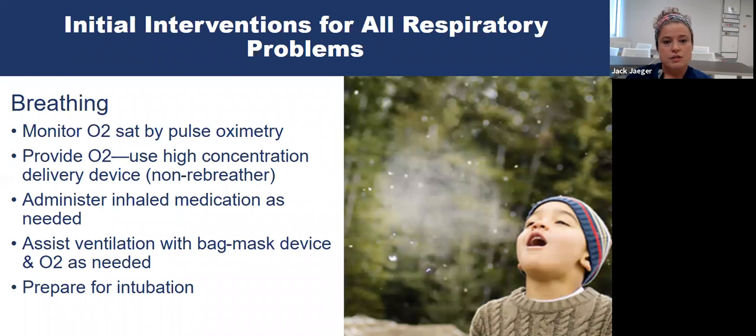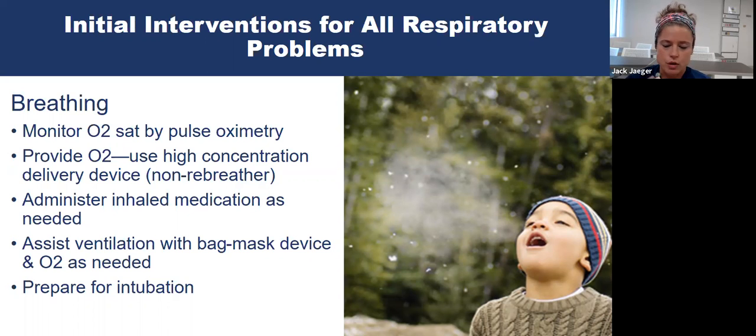Some initial interventions for all respiratory problems would be monitor their breathing. So you want to monitor their O2 sat by pulse oximetry. If they're a small enough infant, you can put it around the edge of their foot. You might put it on their big toe, maybe on a thumb, wherever they'll leave it. Provide O2. You can initially start with a 100% non-rebreather, which is always the right answer in PALS, but any method of airway delivery that they're comfortable with might be appropriate.